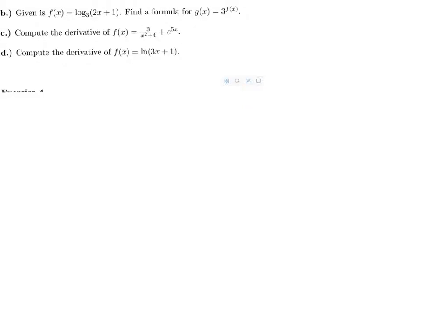So this is the instruction clip of exercise 3b. We have this function here, given as the logarithm of 2x plus 1 to the base 3. And we're asked to find the formula for this function here.